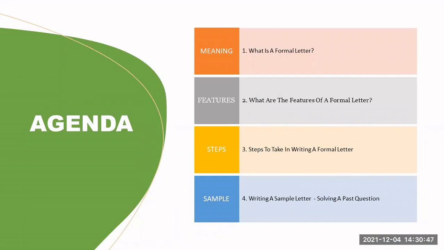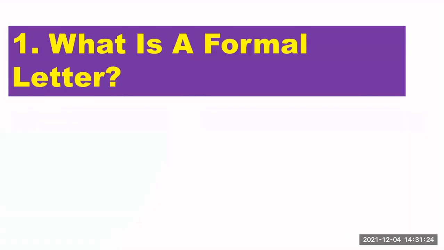Now let's look at the agenda for today's lesson. Number one, what is a formal letter? We shall be looking at the meaning of a formal letter. Then number two, the features. What are the features of a formal letter? Number three, the steps. We shall look at the steps to take in writing a formal letter. And number four, we look at the sample, writing a sample letter by solving a past question. So these are the things we are going to do.